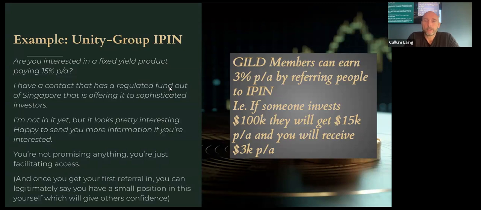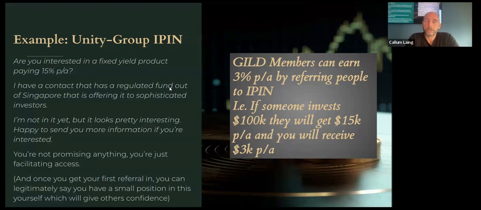Now, the way that Unity Group works with the IPIN is that the end client gets 15% a year, and they can get that paid monthly, quarterly, or annually. Whatever amount they put in, and it's for sophisticated investors only because it's a regulated fund, so it's 100K and above, you will get 3% on top of the 15 that they get. So if they put 100K in, you'll get 3,000 a year.